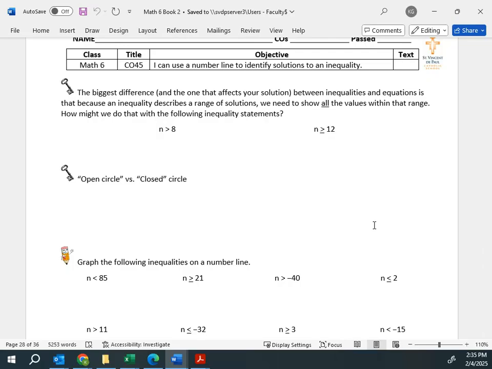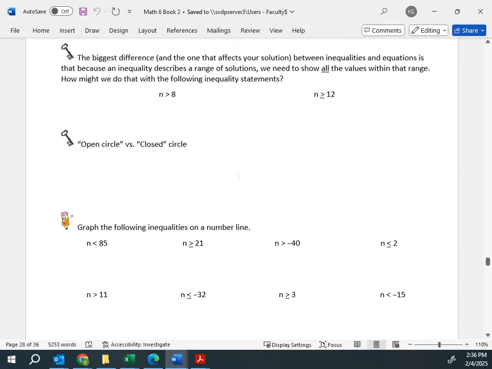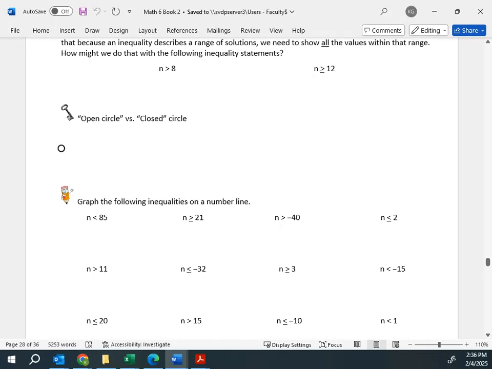So the biggest difference, and the one that affects your solution between inequalities and equations, is that because an inequality describes a range of solutions, we need to show all the values within that range. So we know it can be more than one answer, so we need to show which answers it can be. How might we do that with the following inequality statements? So if we look at n is greater than 8, and n is greater than or equal to 12, we are going to be using our open circle versus closed circle to show what those would include.